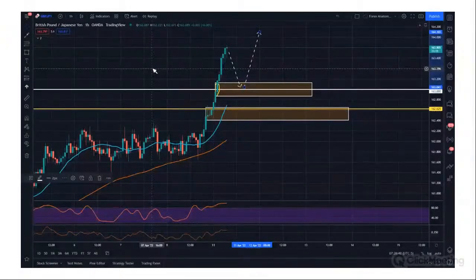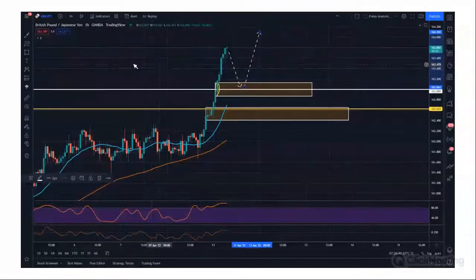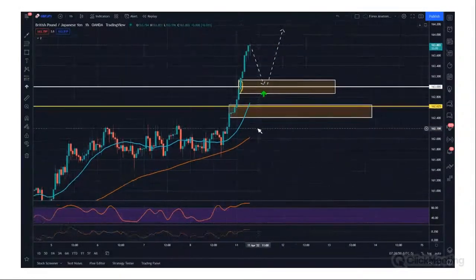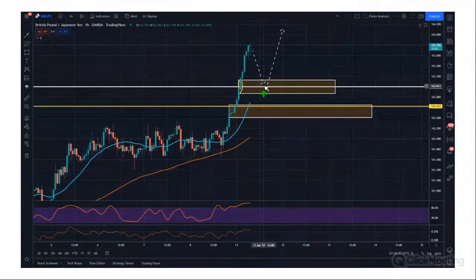As long as the fundamentals say that we should see yen weakness, then we definitely want to stay on that side of the market. But again, we're going to wait for price to come to us. We're going to look for a buy. If price corrects to this zone, we're going to buy the dip.